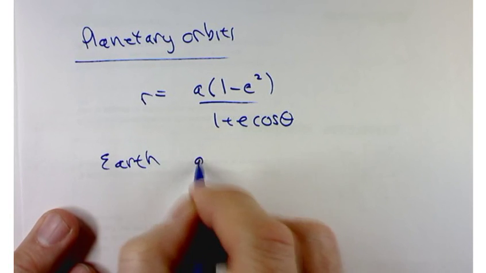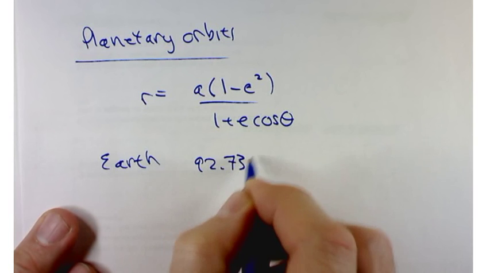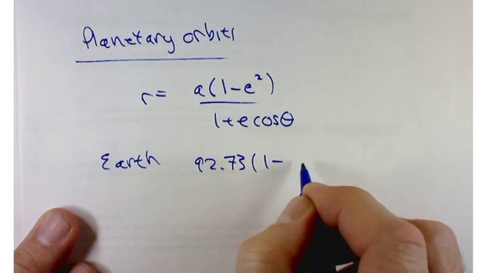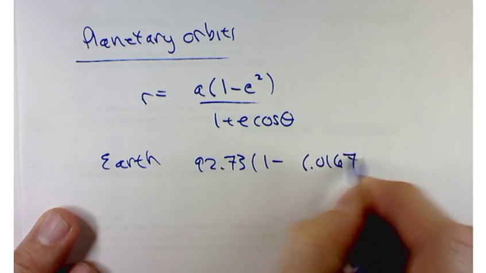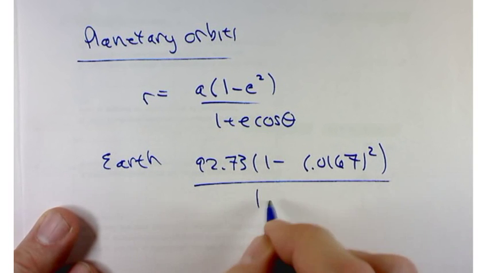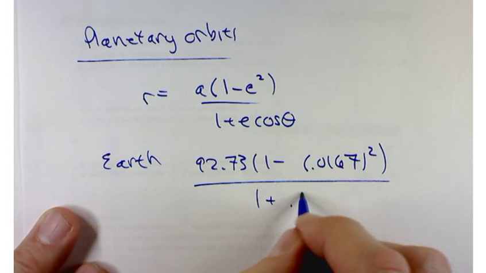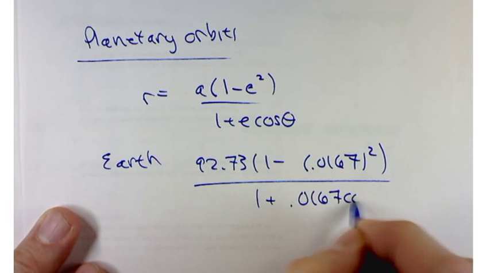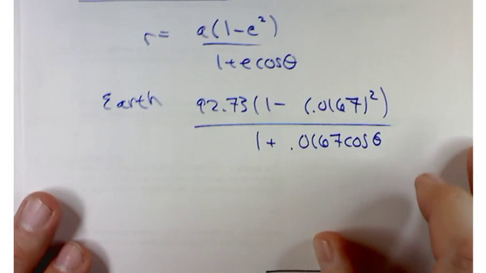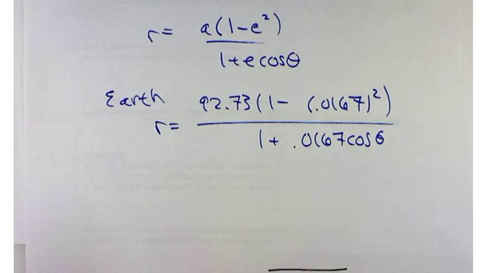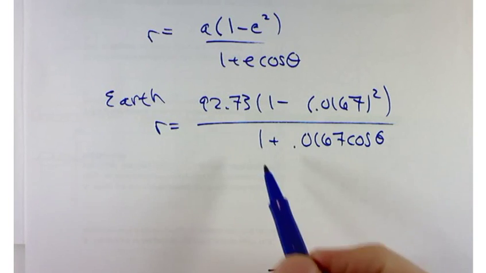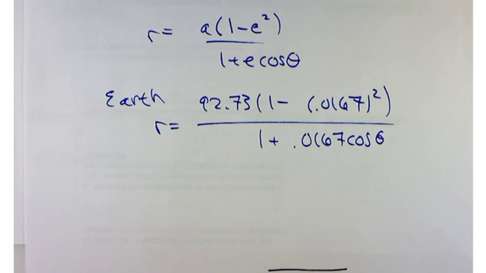In particular, for Earth, that would be 92.73 times 1 minus 0.0167 squared over 1 plus 0.0167 cosine of theta. So that's in polar coordinates, but these are the kinds of equations that you would have to use if you're launching satellites or traveling to the moon or even between Earth and Mars.